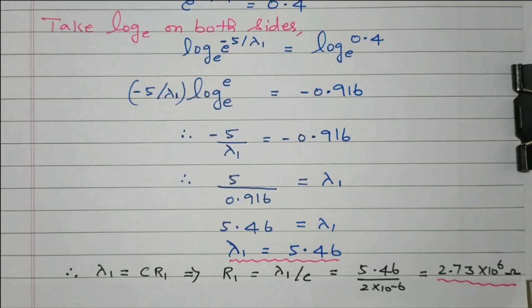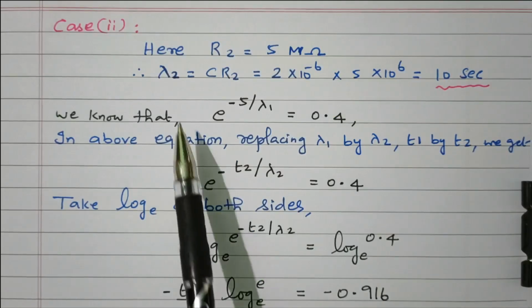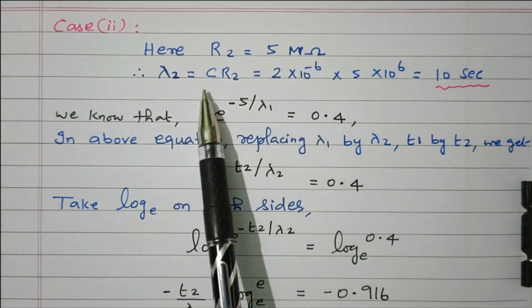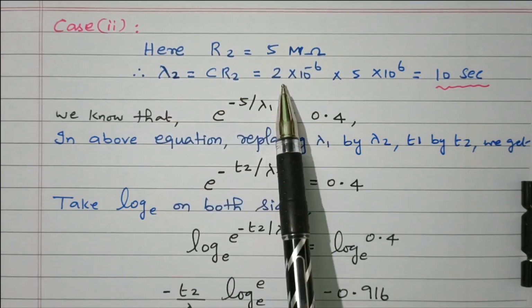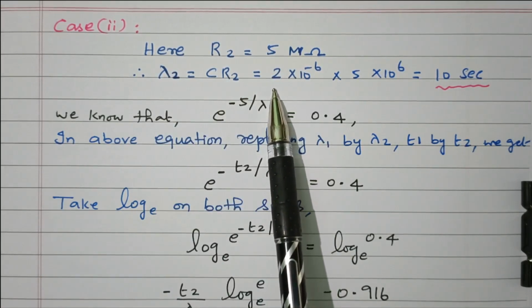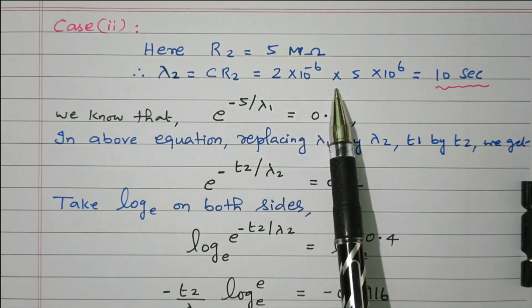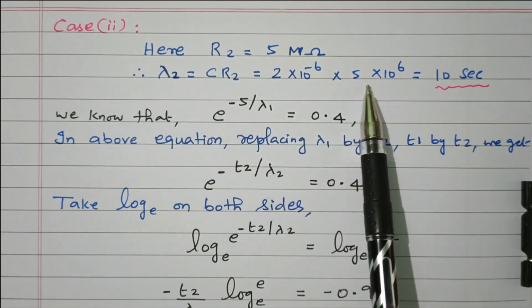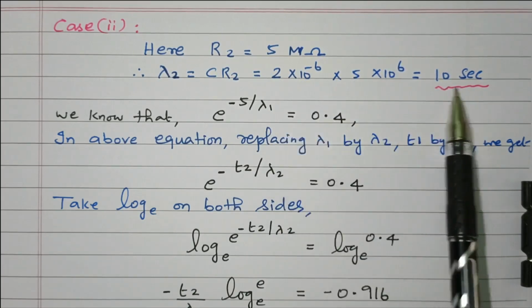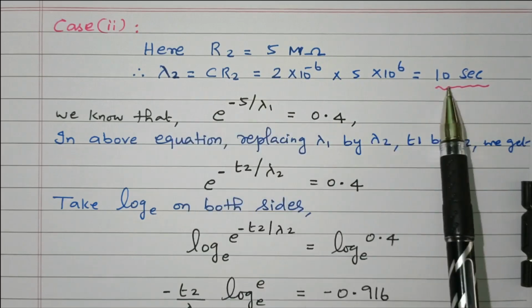The next question: the R value is given as 5 mega ohm, and for that we need to find the time taken. So in the second case, R2 is given as 5 mega ohm. We know that lambda 2 equals C into R2, that is 2 microfarad, 2 into 10 to the power minus 6, into 5 mega ohm, 5 into 10 to the power 6. So these both get cancelled, 2 into 5, 10 seconds. So lambda 2 is 10 seconds.